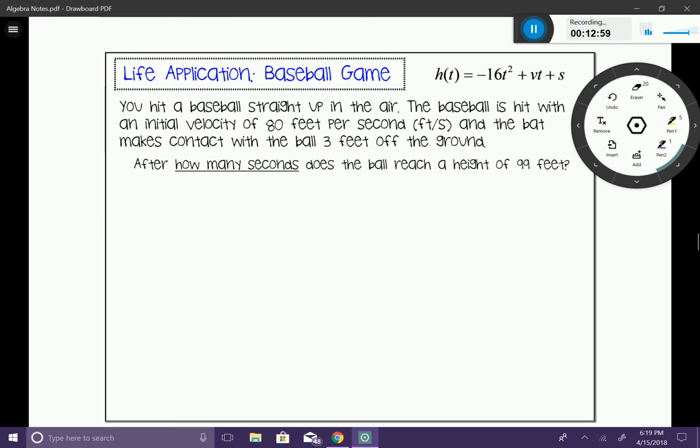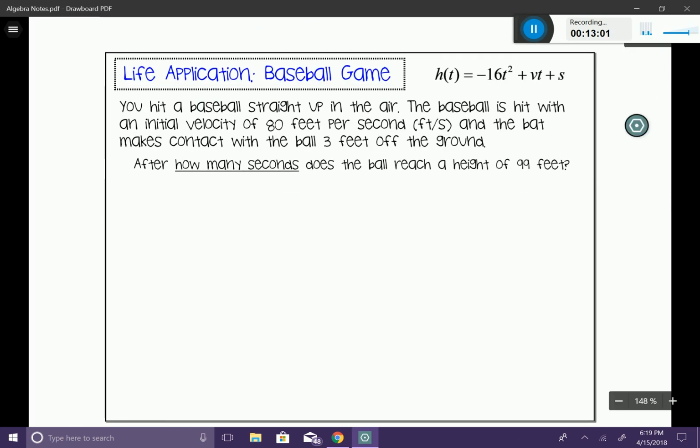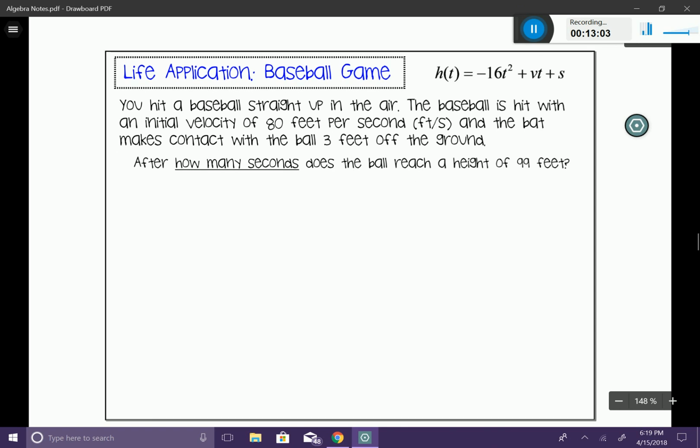All right, let's take a look at this one. This one, the life application, is a baseball game. So you hit a baseball straight up in the air. And the baseball is hit with an initial velocity of 80 feet per second, and the bat makes contact with the ball 3 feet off of the ground. We want to know, after how many seconds does the ball reach a height of 99 feet?